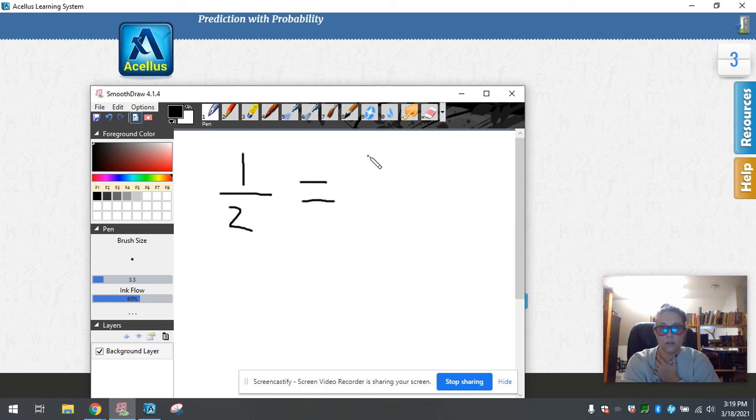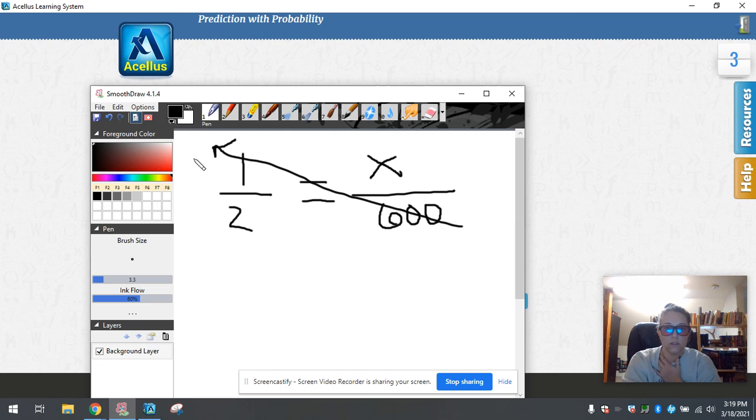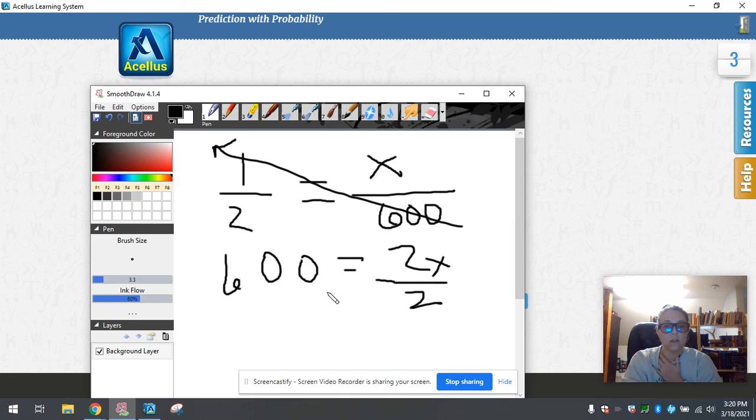Now, if I'm really good at mental math, I know that half of 600 is 300, and I can forego all of these other steps. Or I'll just do it this way. Cross multiply, you get 600 equals 2 times x, divide by 2 on both sides. X equals 300.